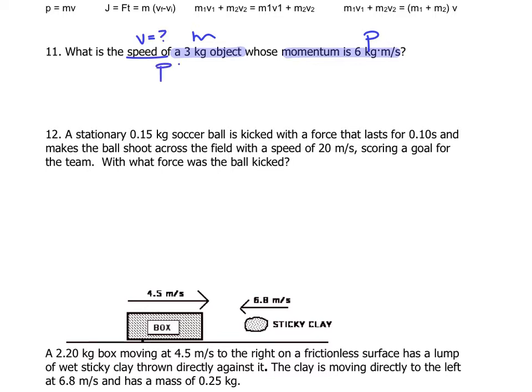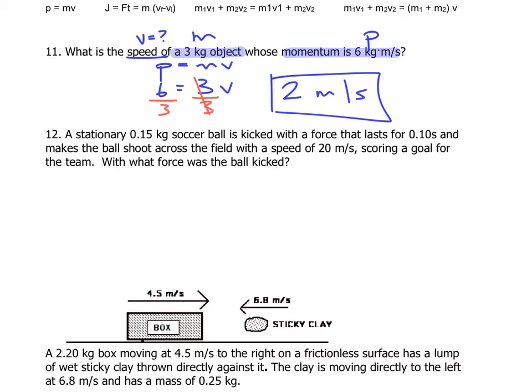So I'm going to use my momentum equation, mass times velocity. If the momentum is 6 and I have a mass of 3, a velocity that's unknown, to get V by itself, I need to do the opposite of multiply by 3, and that is to divide by 3 on both sides. So the 3's cancel here, and I'm left with 6 divided by 3, which is 2 meters per second.